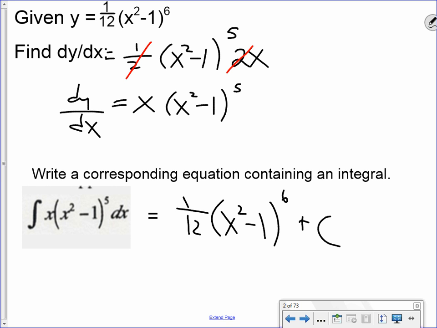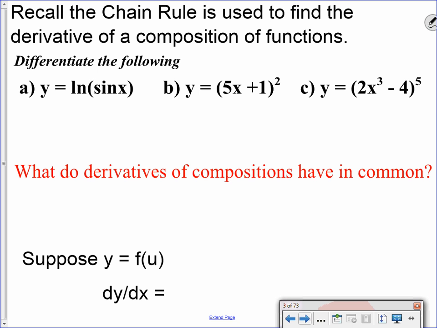So we have to find a way to integrate compositions of functions on our own. And it's called u-substitution. We're going to be working the chain rule backwards. So, first thing I want you to do is notice what happens when you take the derivative of a composition of functions, what those derivatives always have in common, what they look like.